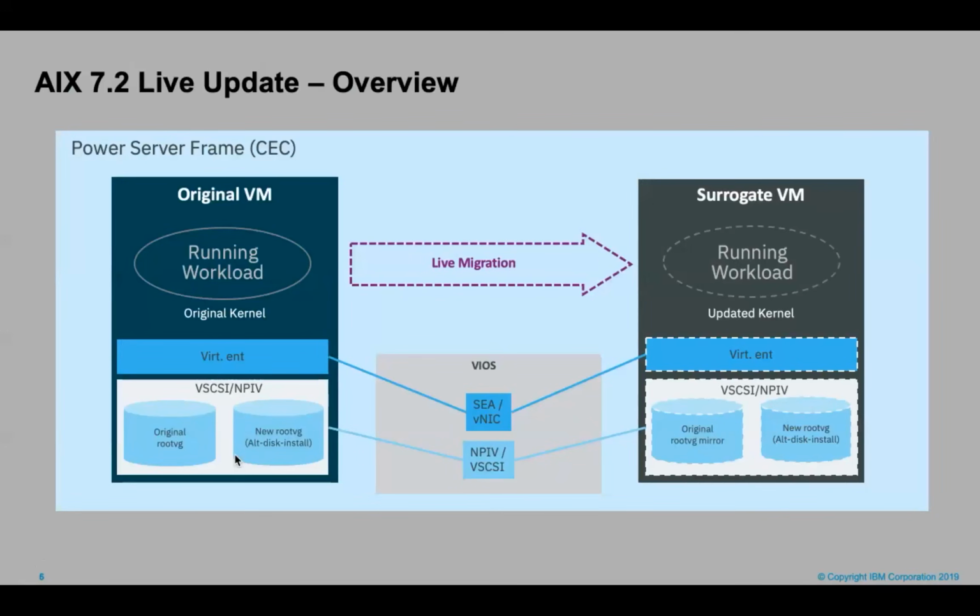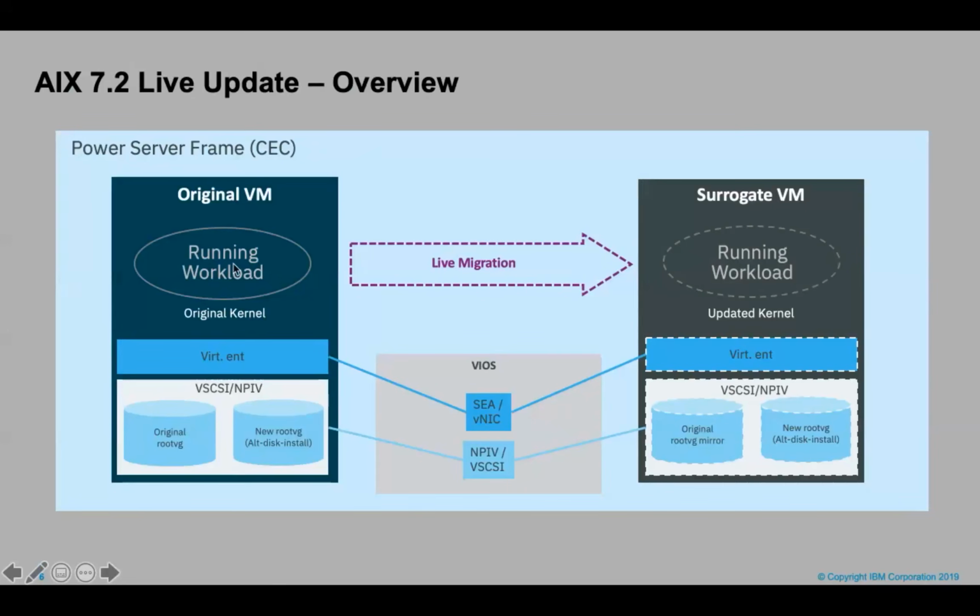All right, now I did say I was going to spend a couple of minutes talking about how Live Update works. I'm not going to go into all the details here other than to give you a nice overview for those of you who may not be overly familiar with how Live Update functions in a Power environment. So what I have here is a diagram that shows you a Power server. And on the left-hand side, I have a VM that is running AIX. It is running some sort of workload.